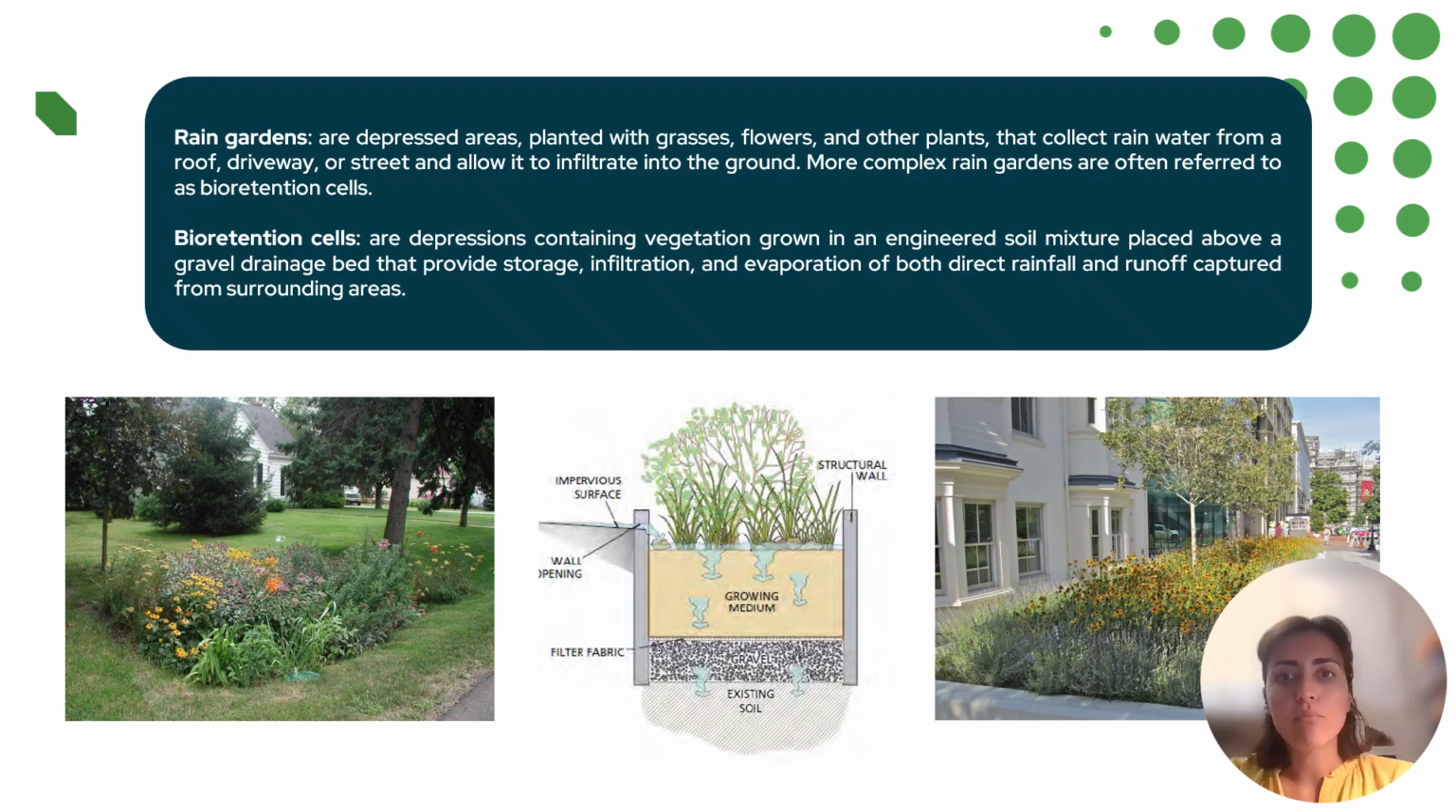Bioretention cells are a more engineered version of rain gardens. They consist of a depression filled with a special soil mix placed above a gravel drainage bed. This system is designed to provide multiple functions: storage of stormwater, infiltration into the soil, and also evaporation through vegetation. These solutions not only help manage stormwater and reduce flood risks, but also enhance the urban landscape and contribute to biodiversity.